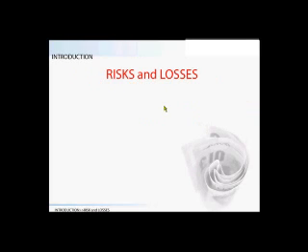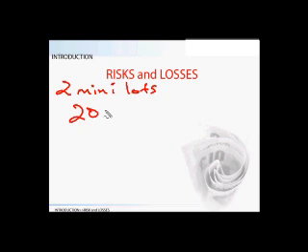So let's take a look. Let's take a look at how some of this will actually pan out. And we'll start looking at real numbers here. If we're trading, we'll use our example of 2 mini lots, and we trade 20 times in a month.